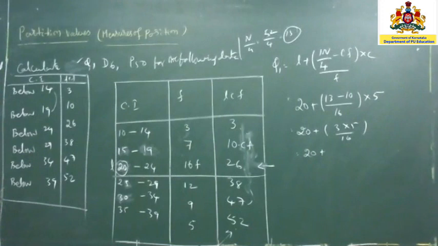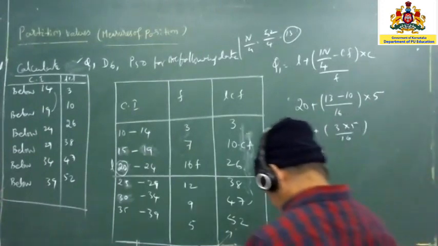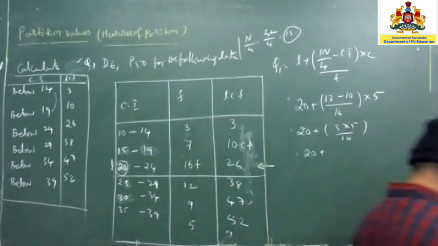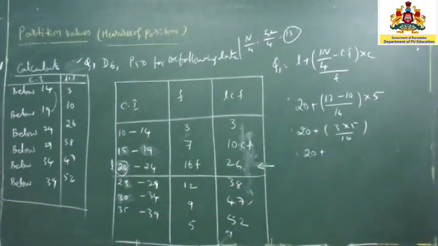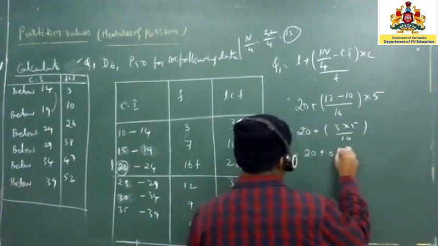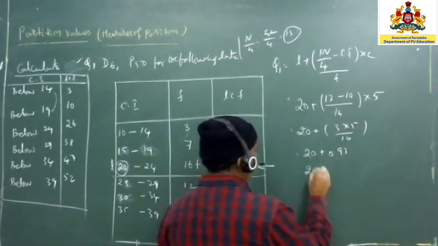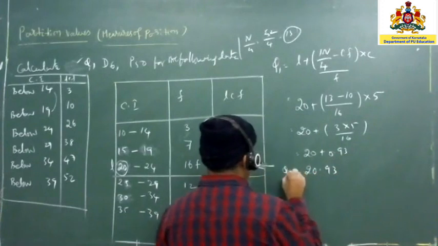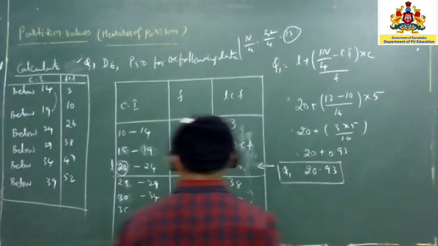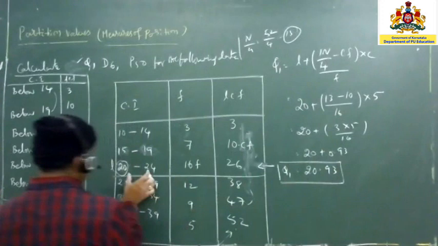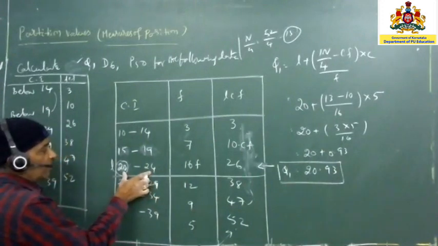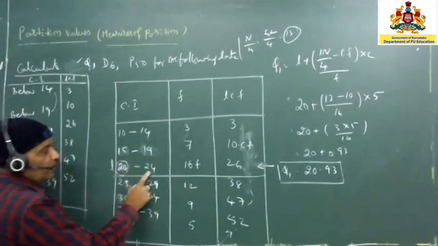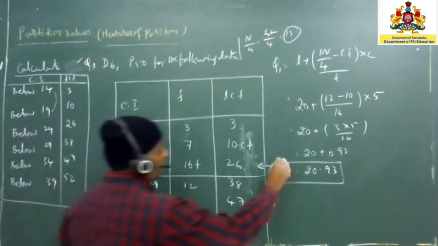Now calculate and tell me this part. That is 15 divided by 16. 0.93 you will get. So that is 20.93 you are going to get. That is the quartile. So 20.93 in the sense exactly it falls in between the class. So between 20 and 25 your answer is coming. So then this answer is going to be the correct.